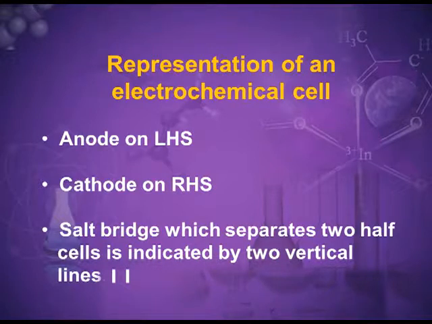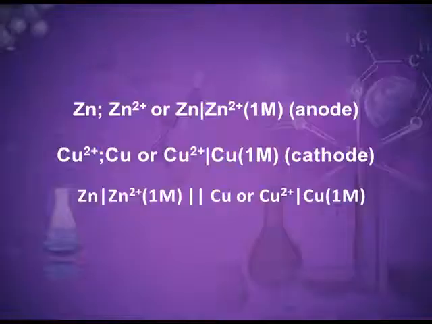The salt bridge is indicated by a parallel line in between the anode and the cathode. Anode we will write on the left hand side and cathode on the right hand side. You must remember that in the previous class the zinc electrode was acting as anode and the copper electrode was acting as cathode. Zinc was losing electrons and the copper ions were gaining those two electrons.